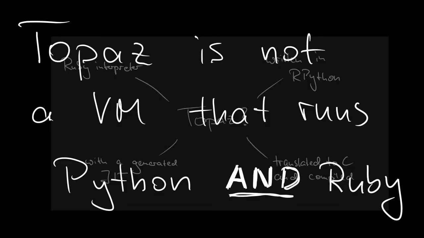So while there's been a lot of confusion about this, while Topaz is written in RPython, and while RPython also powers PyPy, it is not a VM that runs both Ruby and Python. There's been confusion on Twitter about that, whether now suddenly we have a VM where Ruby runs on top of Python, or we have something where you can mix the two languages. It's not like that at all. It's only Ruby. It's just a Ruby VM.